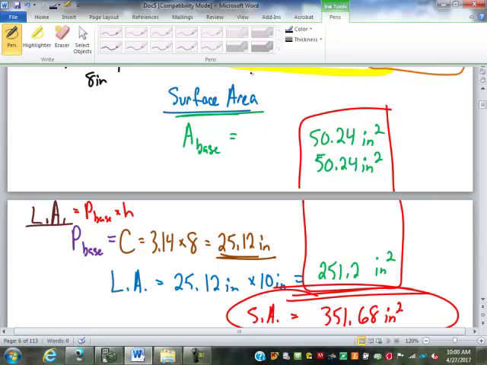It would never ask you for just the area of the bases, but it might ask you for just lateral area. Lateral area or lateral surface area. You have to write everything. Yes.